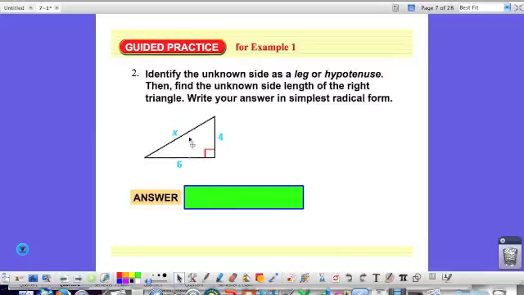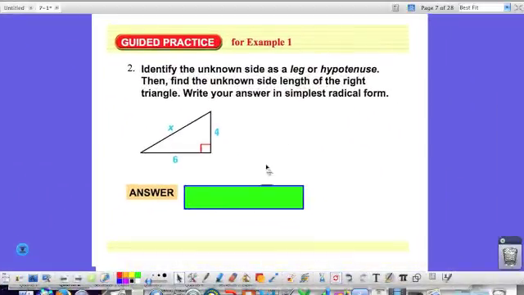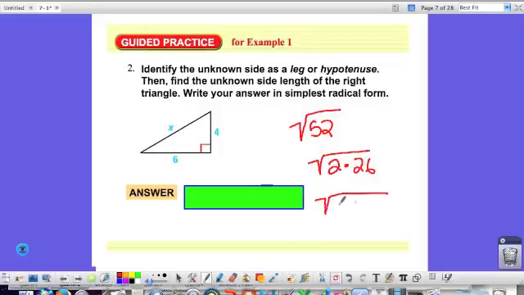And another one here. Now we're going to find the hypotenuse. 4 squared is 16 plus 36 equals x squared. 36 plus 16 is 52 equals x squared. So x equals the square root of 52. Clean this up a little bit. 52 is divisible by 2. You get 2 times 26. And 26 is divisible by 2. 2 times 2 times 13. So if you take those out, that would be 4. The square root of 4 is 2, so the answer is 2 radical 13.